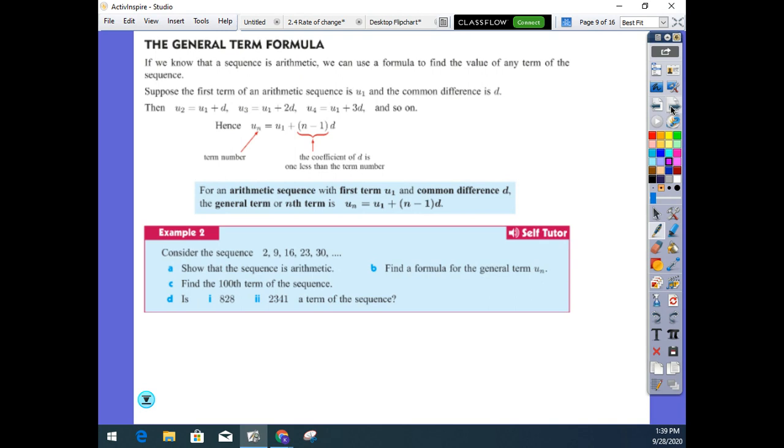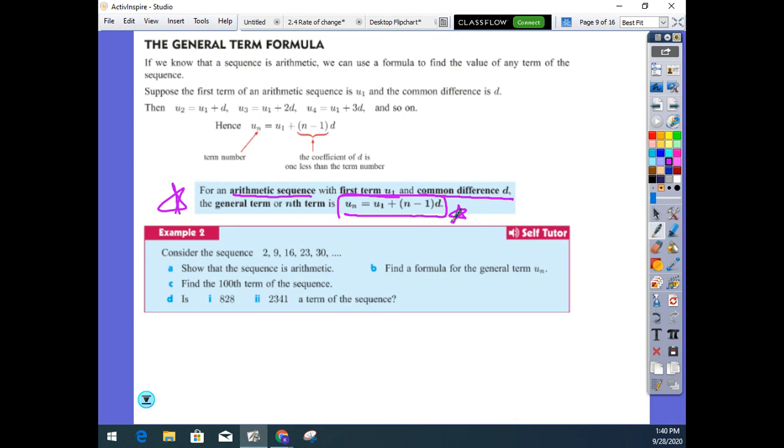Okay, so your general term. I'm just going to say this right here is what's important. An arithmetic sequence with first term u sub 1. That's how you read that. U sub 1 is the first term, common difference D. We find the general term by this equation: u sub n, the nth term, equals u sub 1 plus n minus 1 times D. This formula is in your formula booklet. You have to recognize when to use it, though.